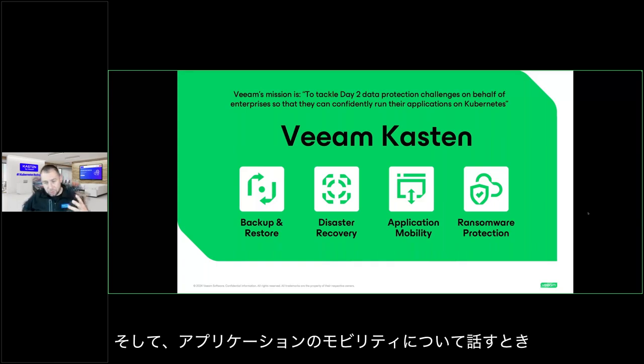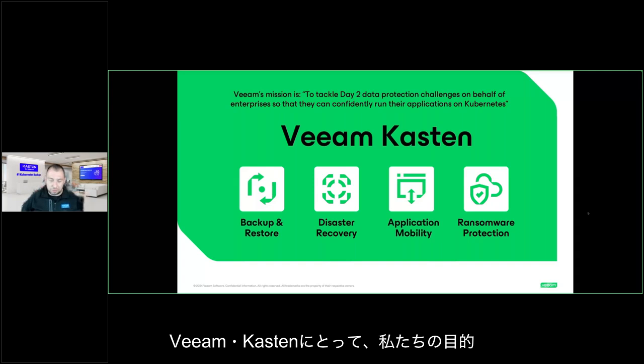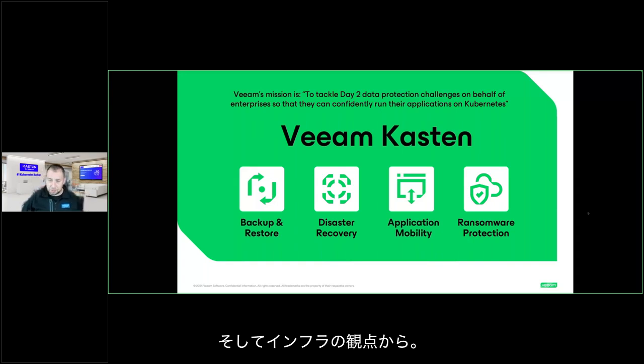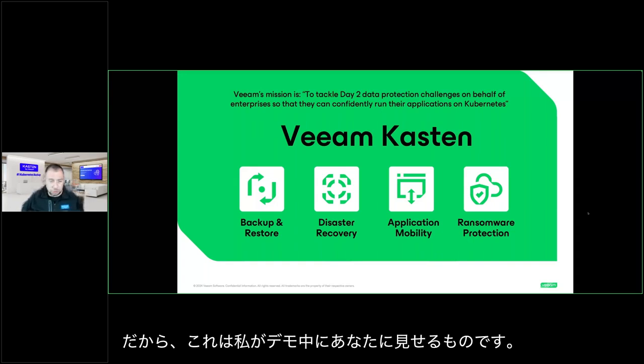As we said before, hybrid and multi-cloud is a very common use case in the Kubernetes space. And when we talk about application mobility for Veeam Kasten, the objective for us is to be capable to be fully agnostic from a Kubernetes and from an infrastructure standpoint. So this is something I will show you during the demo.